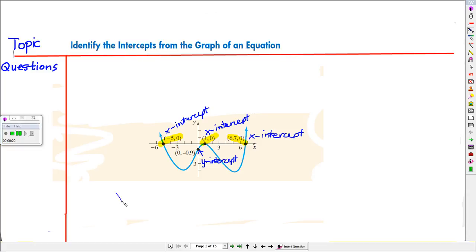So I'm going to write down the x-intercepts. They are the 3 points (-5, 0), (1, 0), and (6.7, 0).